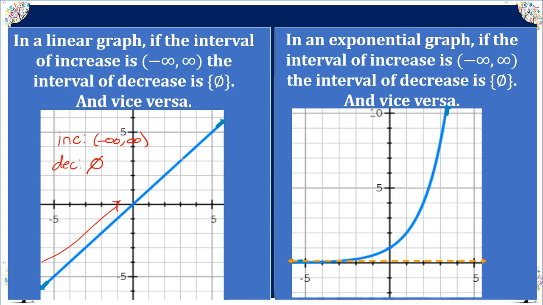This is true for our exponential graph. It is either always going to be increasing. In this case, it is. So we have an interval of increase across our x values, are all real numbers. And this graph is never going to decrease. It's either going to do one or the other. So this is where linear and exponential graphs behave very similarly.